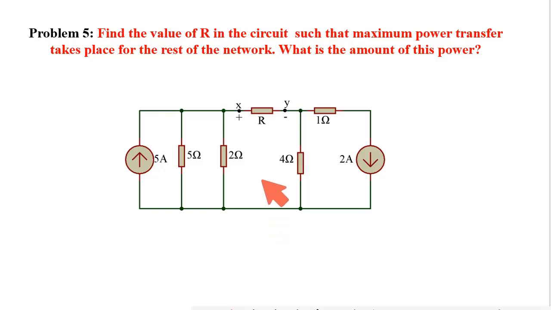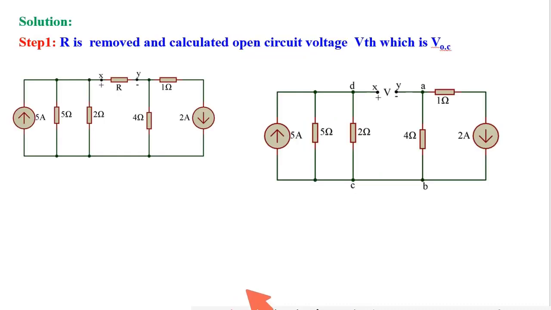Problem 5. I need to find the value of this load resistance to get the maximum power from the rest of the circuit. Also I need to calculate the maximum power at the load. I am following the maximum power transfer theorem. First I need to find VTH, or the open circuit voltage.